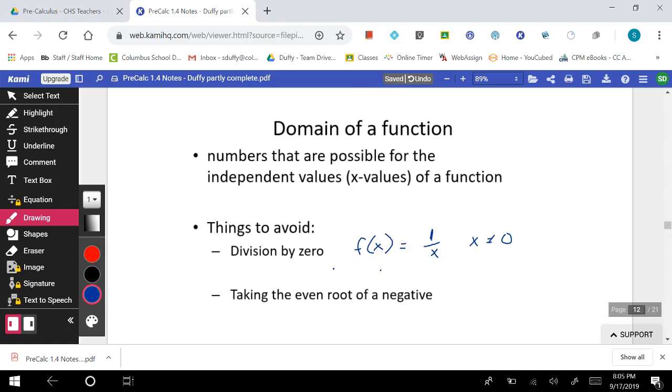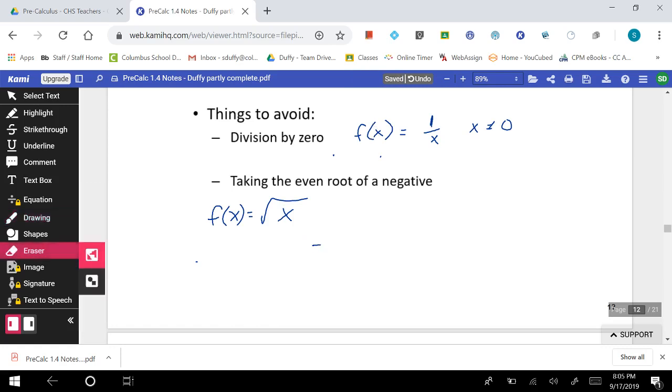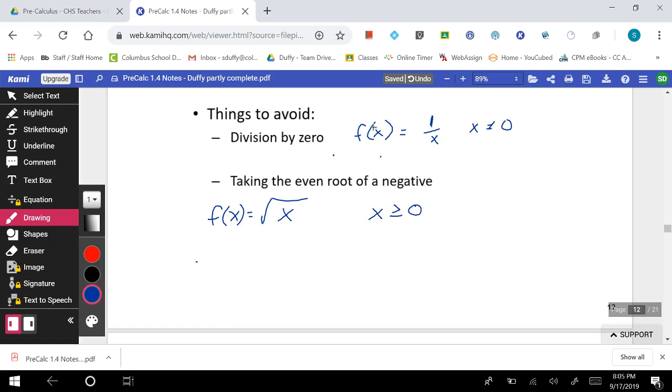Taking the even root of a negative, let's say that we have the square root of x, f of x equals that. Now let's say that we plug in for x -2. Can we do that? No, that's no solution. So we know that x cannot be negative, and how we would write that is that x has to be at least equal to 0 or more than 0.